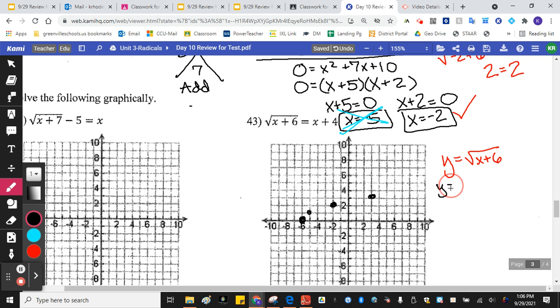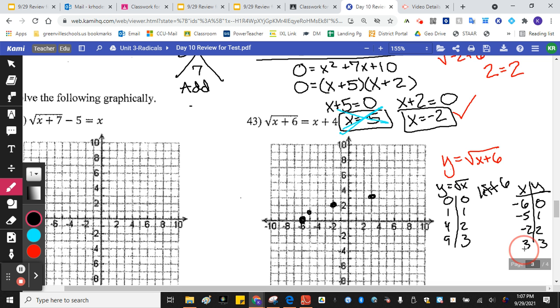So your parent function, 0, 1, 4, 9, 0, 1, 2, 3. I'm moving that left 6. So I'm moving my x values 6. So -6, -5, -2. Okay, good. So that's the left side of my equation.